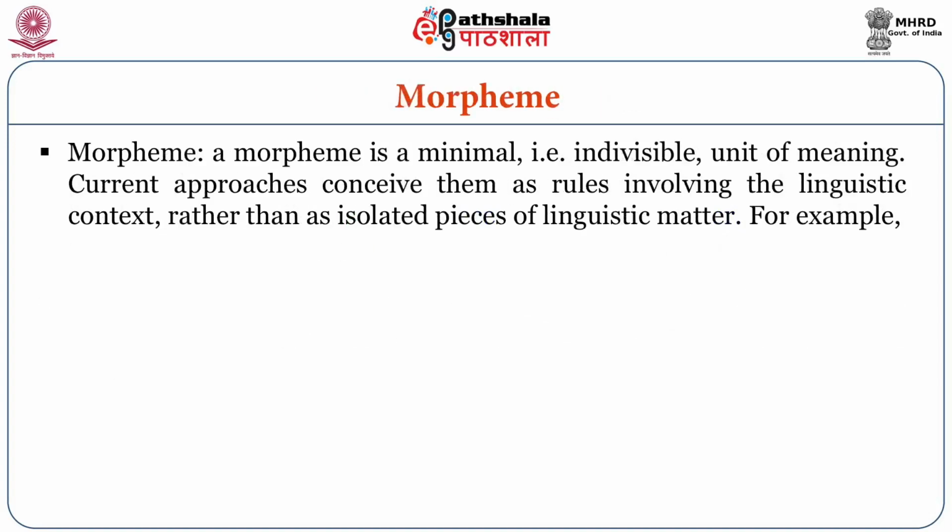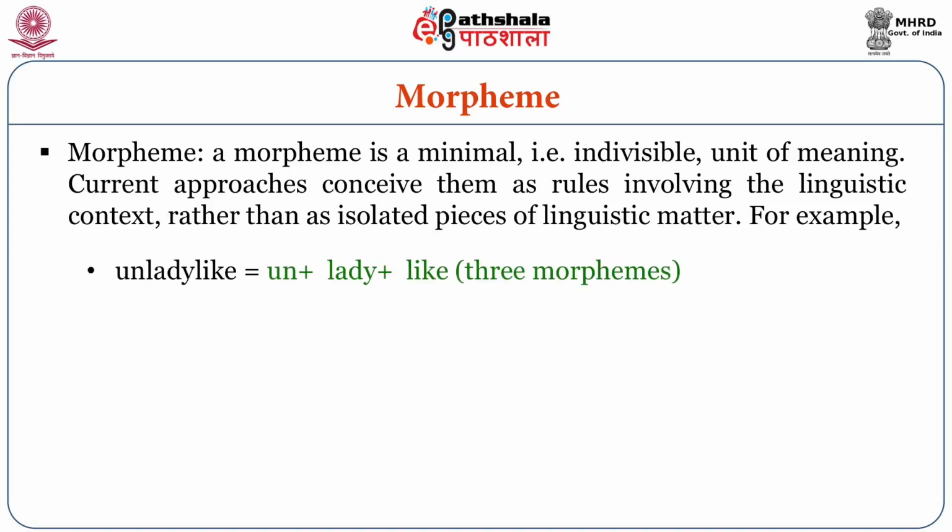Then what is a morpheme? A morpheme is a minimal, indivisible unit of meaning. Current approaches conceive them as rules involving the linguistic context rather than as isolated pieces of linguistic matter. For example, if I say unladylike, there are three morphemes: un, lady, like. They are three different words, but when we put them together, unladylike, they become one word.